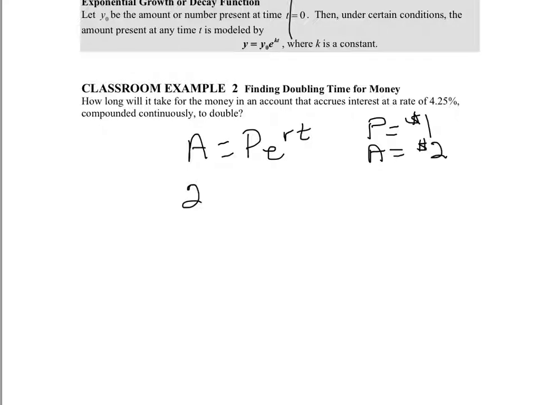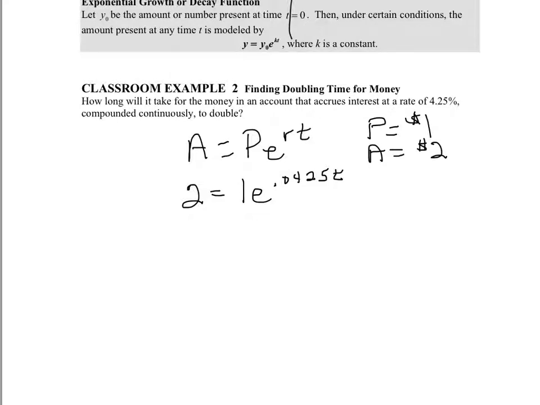And if that's the case, I can plug in now. My r, that interest rate, is 4.25%, so that becomes 0.0425 as a decimal. And what I'm trying to find is the length of time it will take to double. So t is what I'm looking for.